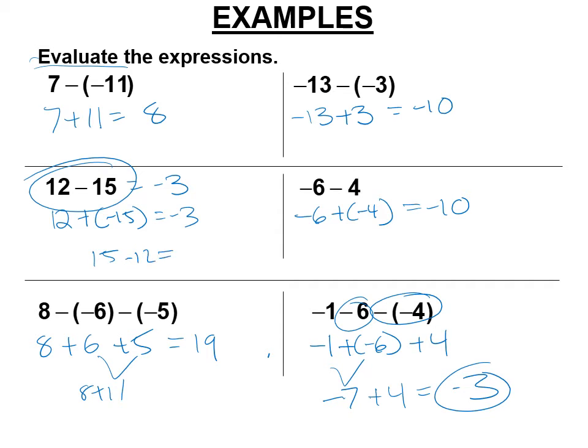When you switch a problem around, like 15 minus 12 is 3, when you switch subtraction around, you get the opposite answer is what happens.